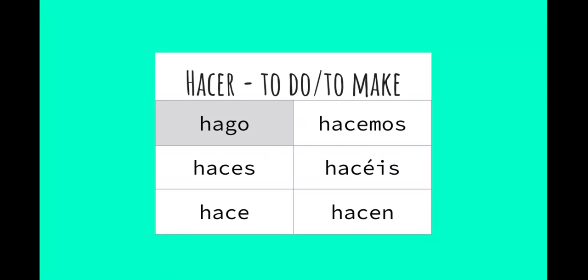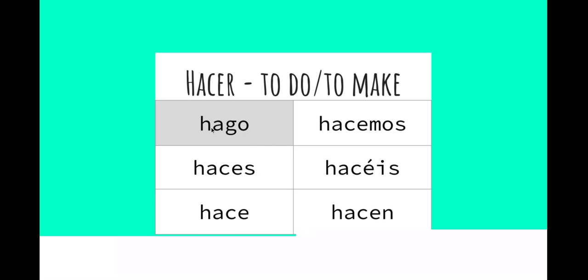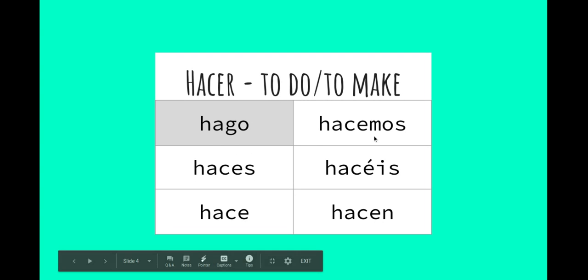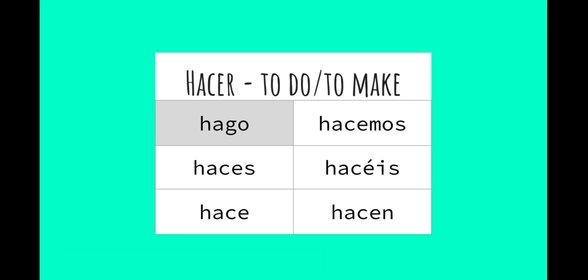All right, so hacer means to do or to make, like to do your homework or to make a cake. So as you see in our chart, everything is normal except for that yo form. That's why it is gray. And the thing that's weird about it is instead of it being HAC from our stem, CO, it's HAGO. Okay, then it goes back to normal. We get our normal stem back, HAC, we add ES, HAC, we add E: hacemos, haces, hacen. Okay, so everything else is normal except for that yo form.